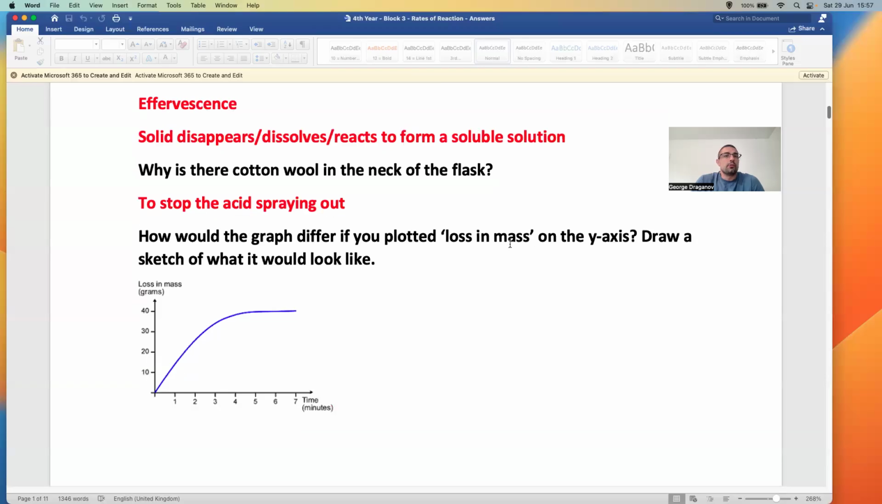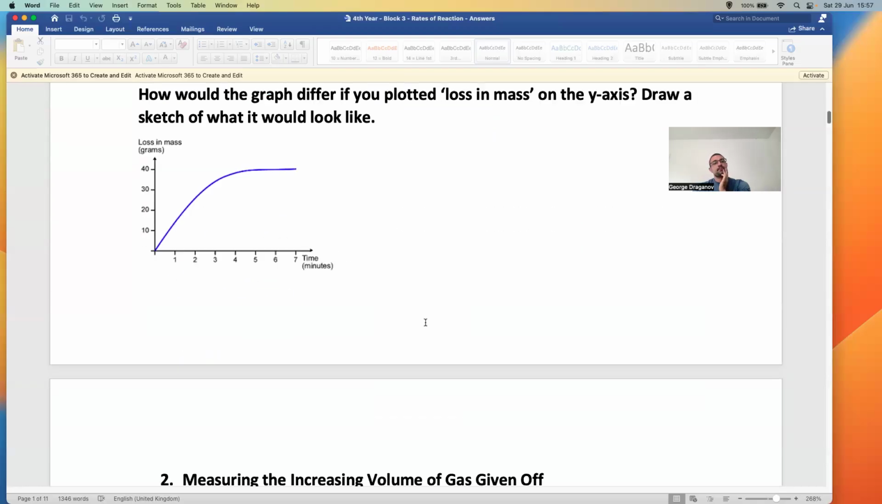You could plot the loss in mass, so then it would actually look like this, because the loss of mass over time will increase, then you'll stop losing mass as the experiment finishes and one of the reactants runs out.